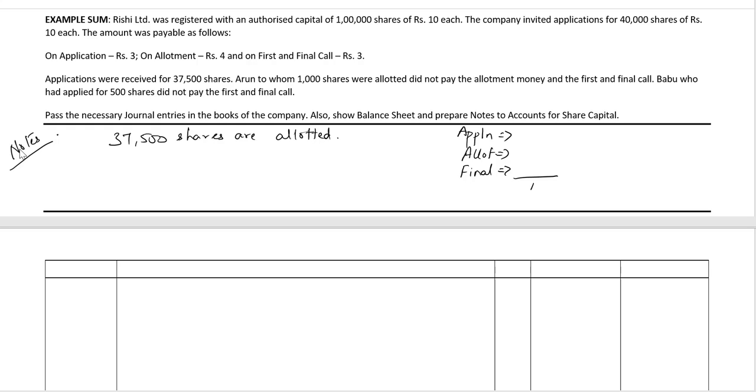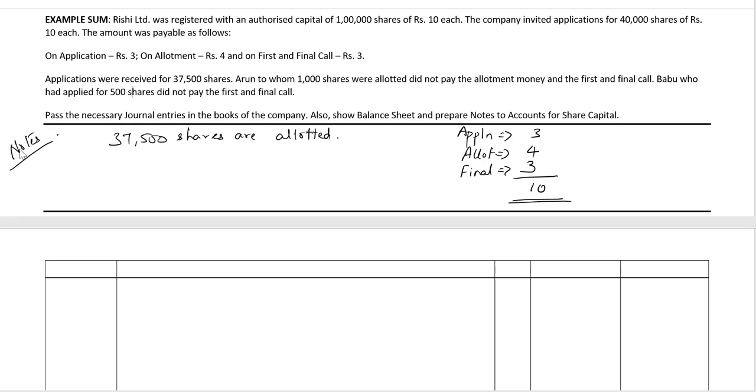The total face value and the issue price is 10 rupees. Amount payable on application is rupees 3. Amount payable on allotment is rupees 4. And amount payable on the final call is rupees 3.